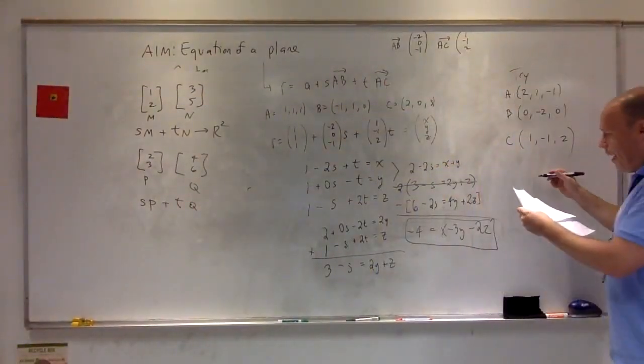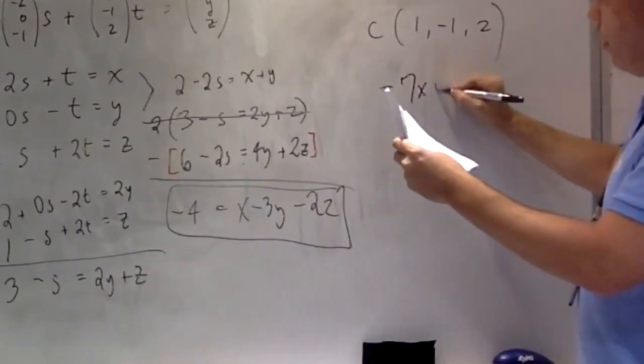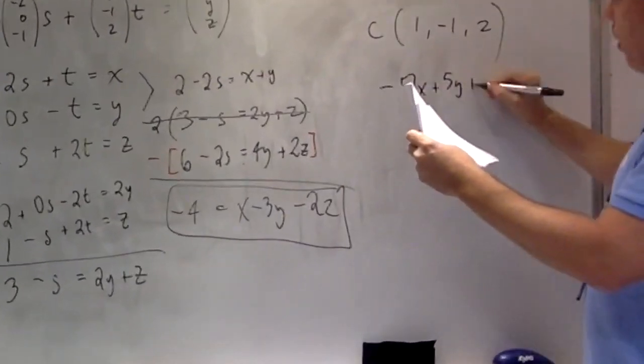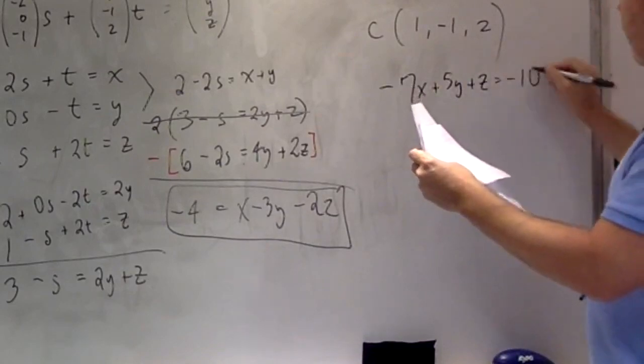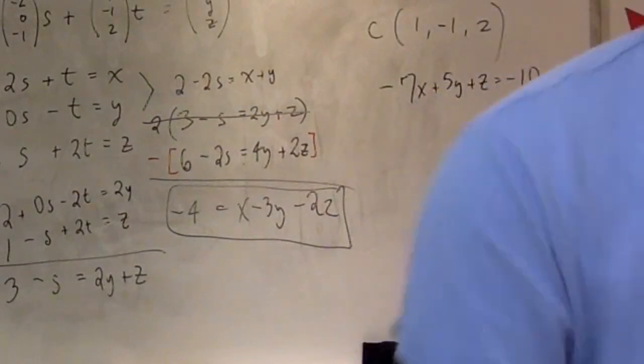And the answer is, when you figure it out on your own, it's -7x + 5y + z = -10. Good. Okay, so let's move on.